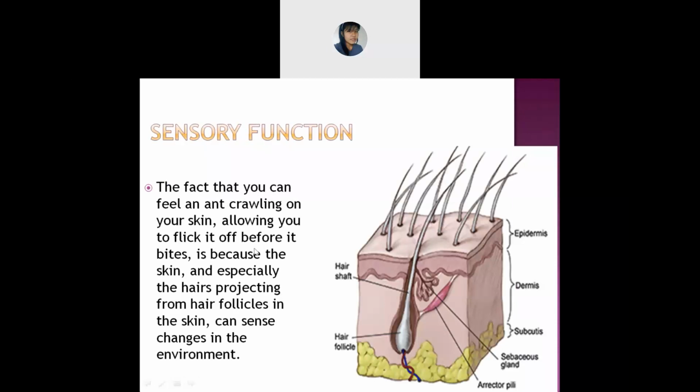Next is the sensory function. So in the sensory function, what will you find? Say, for example, an ant is crawling over your skin. So what happens? Obviously, you will remove the ant, or else will you allow the ant to pass over your body? What will you do? Will you allow the ant to crawl, or will you remove it? Yes, you obviously will remove it.